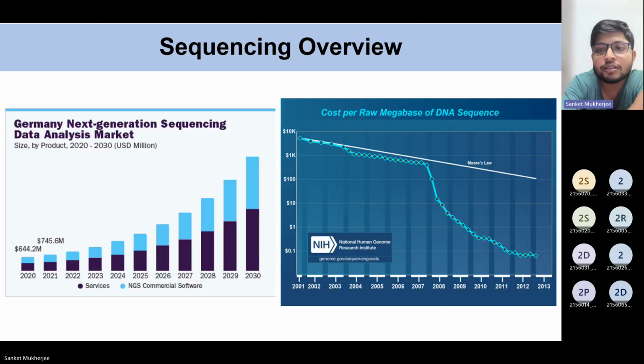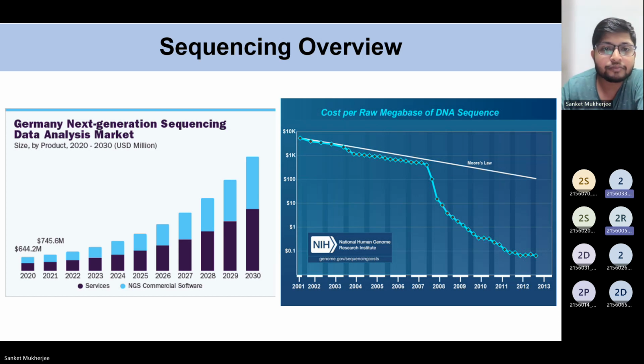So this is the overview of sequencing. If you see the market of Germany, this is a projected market. It is supposed to grow a lot. It's already around $800 million in Germany alone. And the sequencing costs have progressively decreased, as we can see from this NIH data on the right. So that's all. I really hope you use sequencing.